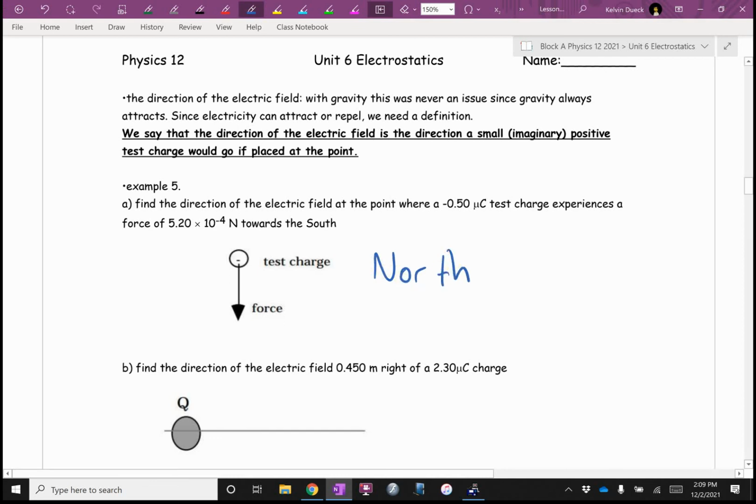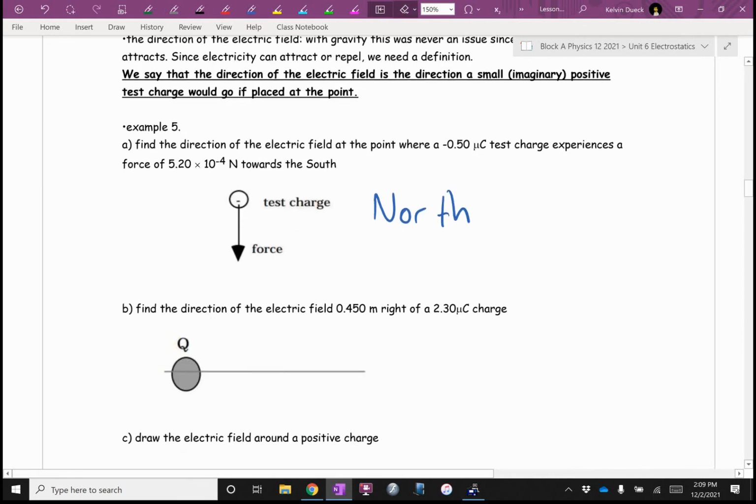We ask, which way would a positive put right there want to move if it could? A tiny positive. How tiny? To be honest, so tiny it doesn't have its own electric field, because that would change the question. So it's really imaginary, but it's positive. How we figure out which way the positive will want to move, we'll use like charges repel, unlike charges attract. So B says, find the direction of the electric field 0.45 meters to the right of this charge.